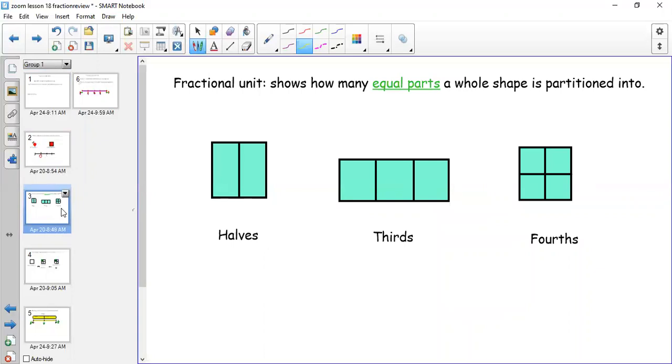We also talked about fractional units. We said that fractional units show how many equal parts a whole shape is partitioned into. We have 3 examples below. We have a square partitioned into 2 equal parts, which makes halves. We have a rectangle partitioned into 3 equal parts, which makes thirds. And we have another square, which is partitioned into 4 equal parts, which makes fourths.